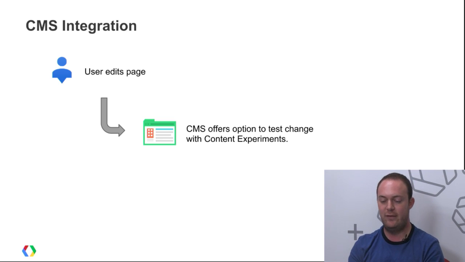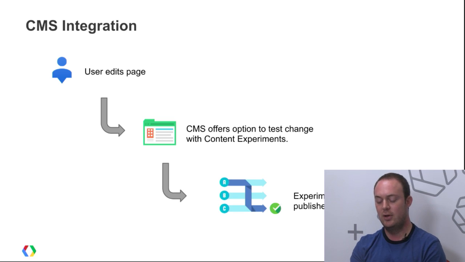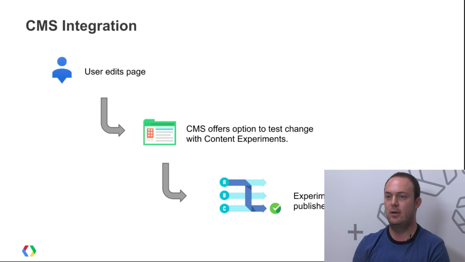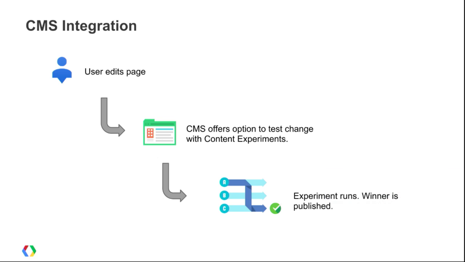So it'd be great to have this kind of flow where the user edits the page, the CMS offers the option to test the change, and then the experiment runs. You don't publish anything until you've concluded the experiment. If there's a clear winner, and you can test multiple variations of this change, then you can publish and finalize that change after you've determined that it's going to improve the objective or maximize or minimize what you're trying to accomplish on your site. This would be a great flow for any CMS vendor, or if you have an in-house one, definitely this can be done.